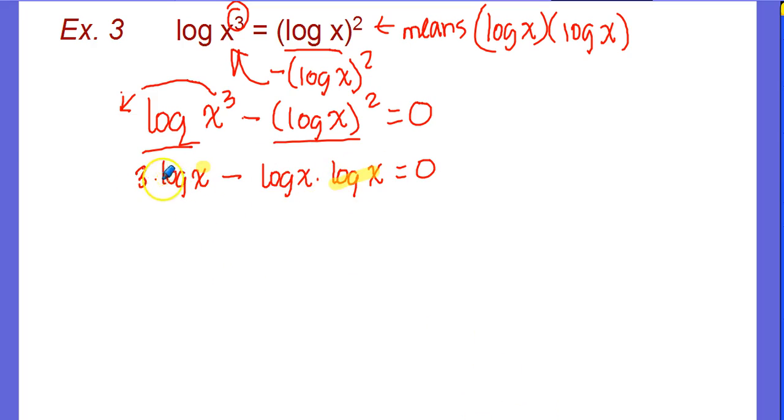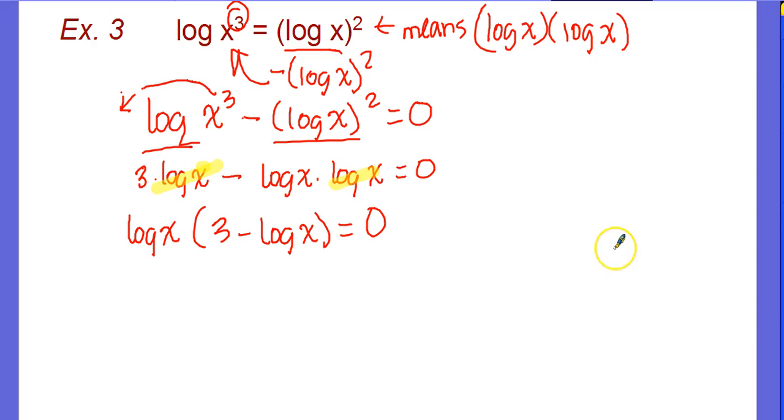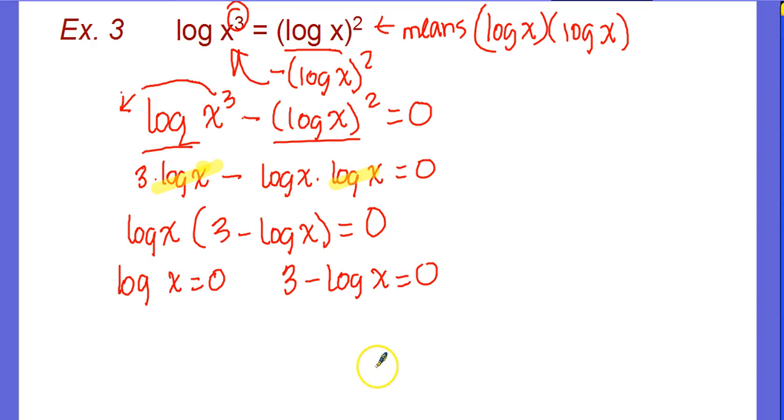Log of x. So that's what I will factor out. The log of x leaves me with 3 minus the other log of x, which equals 0. So I factored it down so that my x's are all to the first power, which is really helpful. And I'm going to set each quantity equal to 0. So we have the log of x equals 0, which is a log and a non-log. And then we have 3 minus the log of x equals 0. So we have to solve for our zeros.